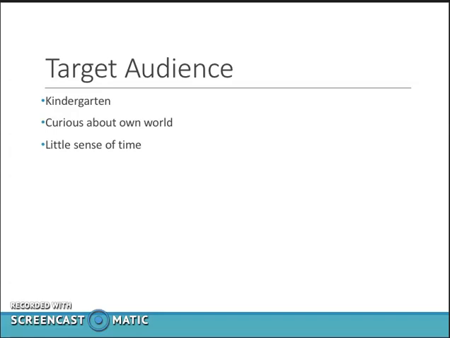My target audience is kindergarten students, and it will be in a social studies or literacy block. Kiefer and Tyson describe children at this age as curious about their own world and having little sense of time. Books can help children this age begin to understand the sequence of time in their immediate environment.